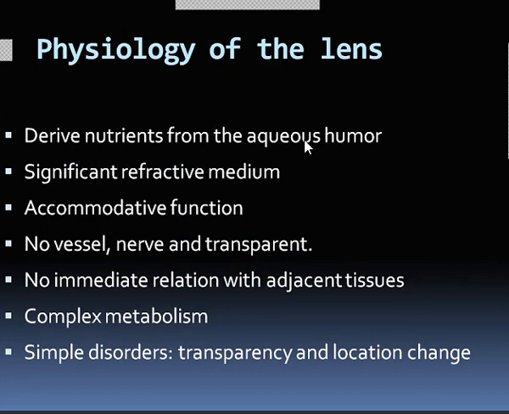And what is the physiology of the lens? It derives its nutrients from the aqueous humor, as it does not have any blood supply. Another feature is that it does not have any nerve supply either. So no vessels and no nerve supply, and transparency is maintained by means of some pumps acting on the lens epithelium. It has the main refractive function.